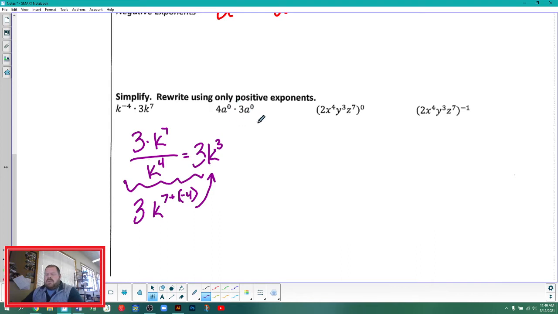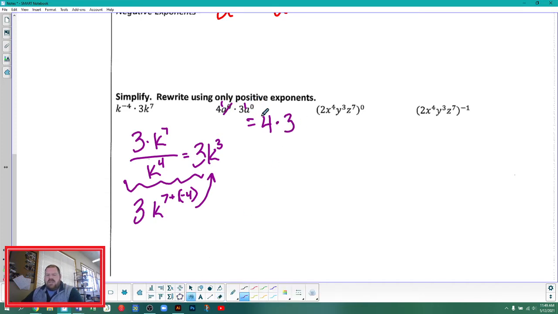This next one, I have some zeros involved. And what I'm trying to get across here is this doesn't mean that this equals 1 times 1, right? Because the 4 and the 3 still exist. And they don't have exponents on them, so they automatically have 1 as their exponent. And that 0 doesn't travel to that. So this turns out to just be 4, not 2, 4, times 3.